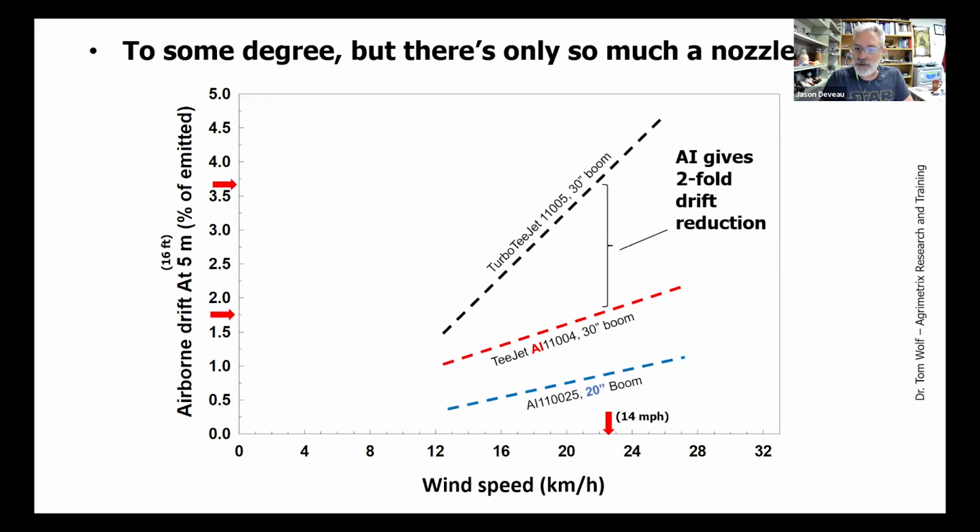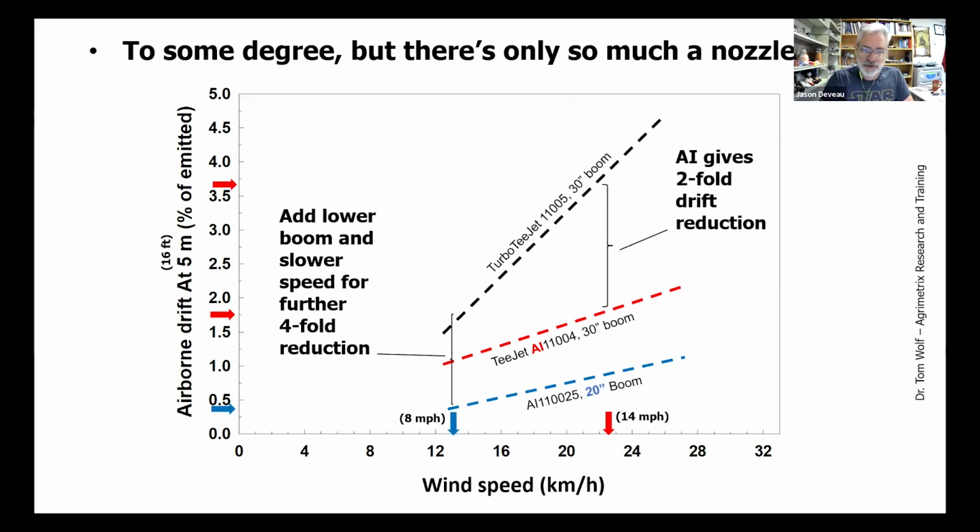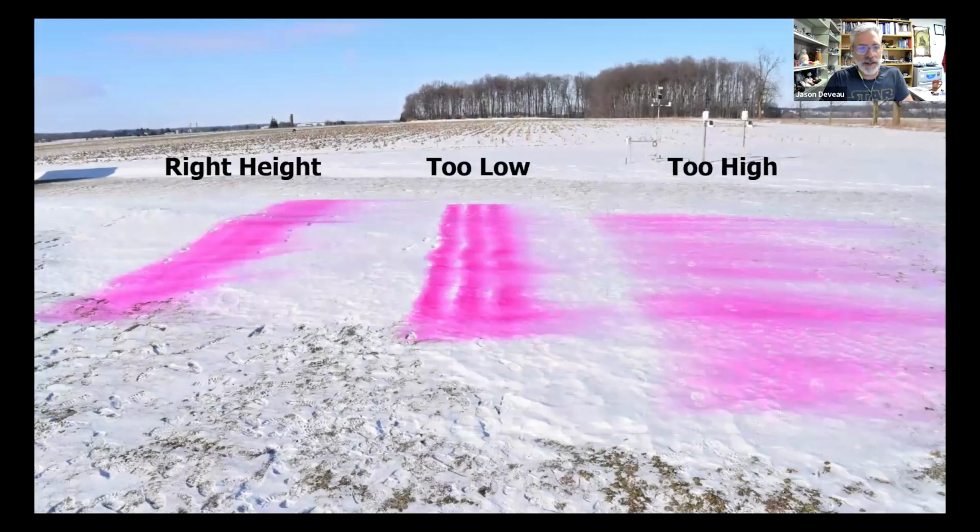Maybe we can do better. Let's use that same nozzle, but now let's drop the boom as well. Well, just because it's nice round numbers, let's look back at 8 miles an hour. What this means is by increasing to a coarser droplet size, big impact, but by also dropping your boom, 4-fold reduction. That's awesome. And it stands to reason that where did the spray go? Well, it didn't blow away. It landed under the boom where I wanted it. So getting your boom height right and your nozzle spacing right improves your coverage uniformity and reduces drift.